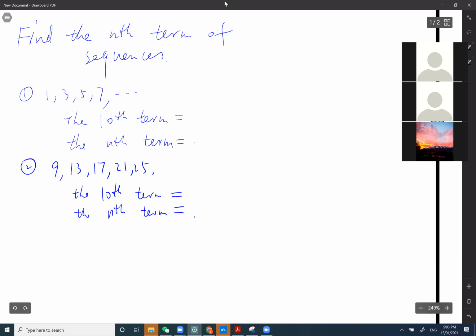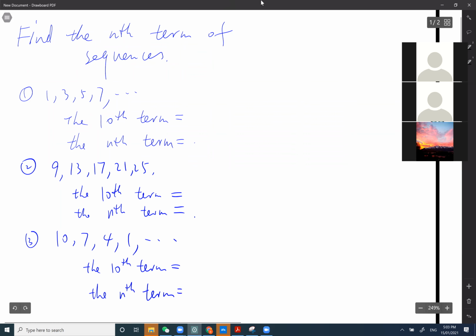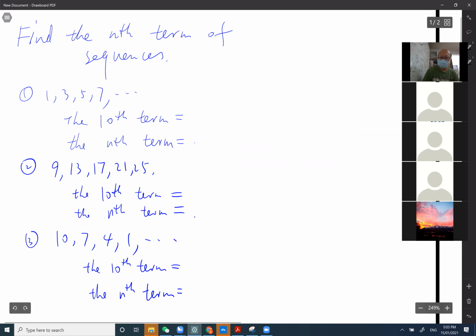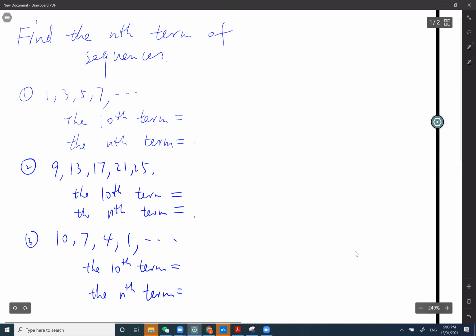Very important. Copy down. We are learning something hard today. Number 3. What's the 10th term? What's the nth term? Okay, not easy. Yeah, first we check 3 questions.